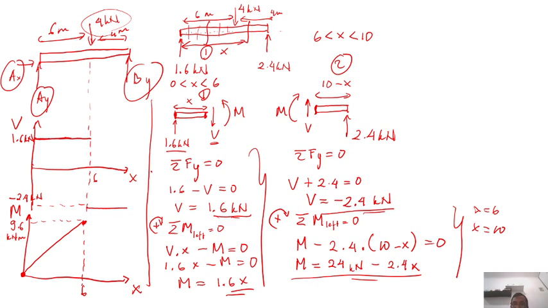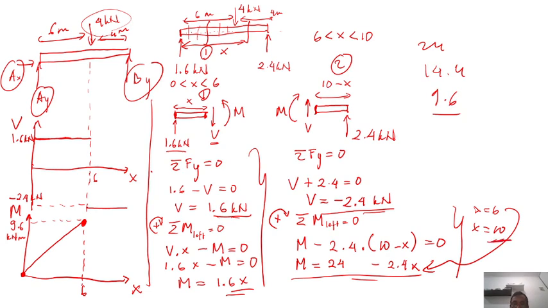At x equal to 6, you can substitute the value here. What will I get will be 24 kilonewton meter. This one is supposed to be kilonewton meter, okay? I made a mistake. 24 minus 2.4 multiplied by 6. What is that? 24 minus 14.4. I believe it's supposed to be 9.6, right? So exactly at the location where we left before, at x equal to 6.